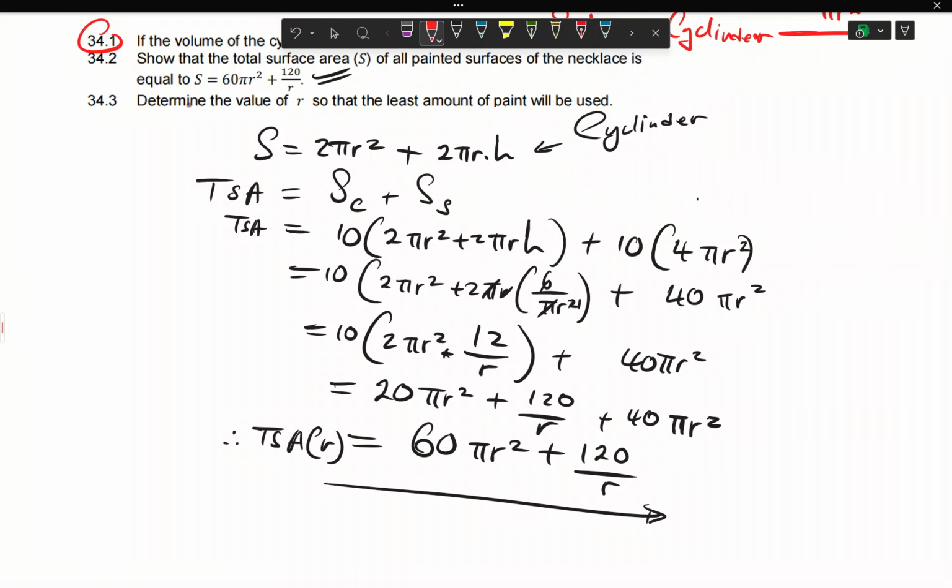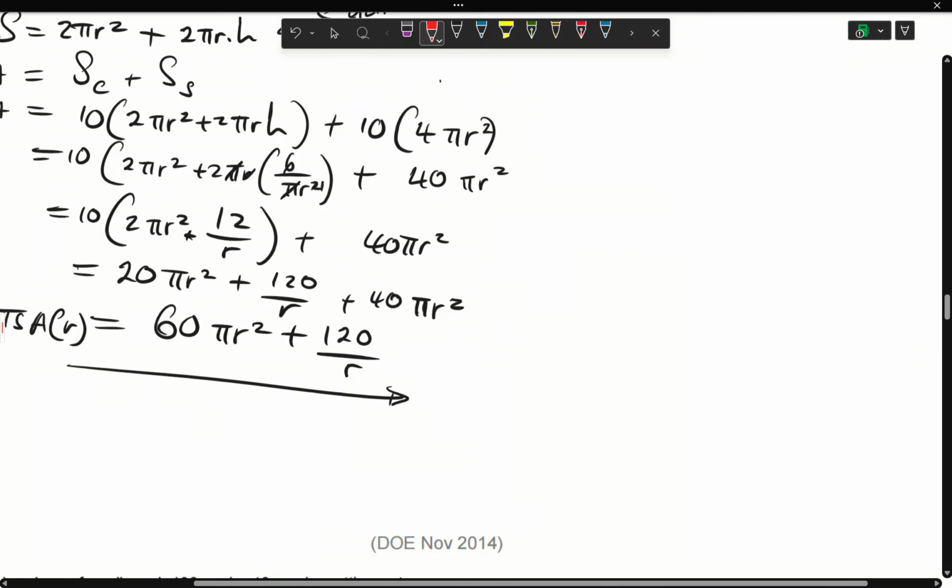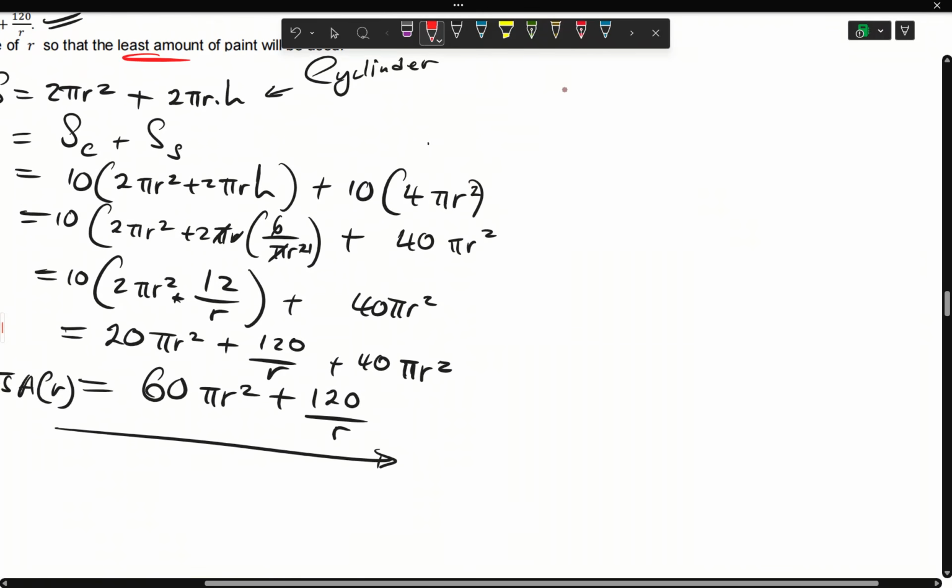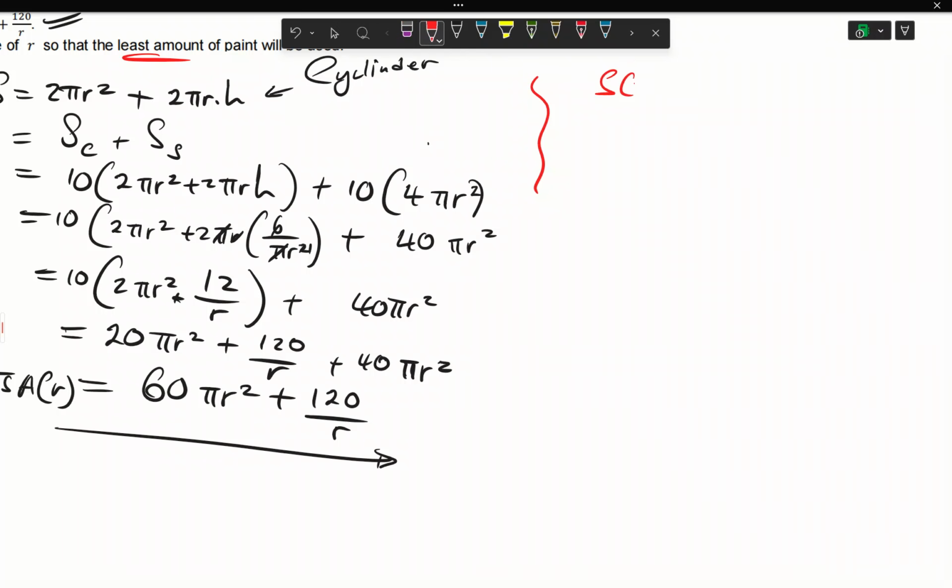So now moving to the next question, determine the value of r so that the least amount of paint is used. So it's like minimum. You have to minimize now. We have to minimize this surface area now, guys. Let me erase that. So we have to minimize it. Let me just write it here, out of space there. So now, first, I'm just going to write down the formula, surface area in terms of r, since it's a function of r now.